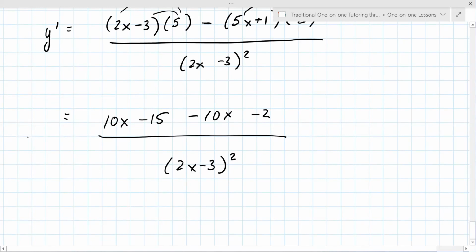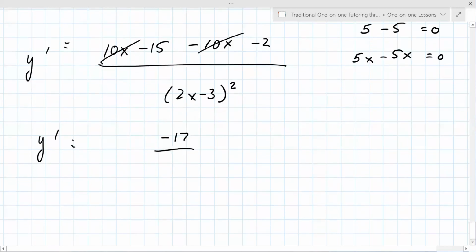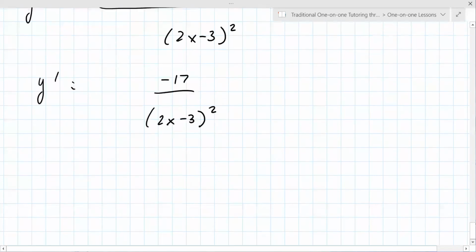You can cancel the negative 10x and the 10x, you have to. Even though they have different signs? That's why they cancel. If you have 5 minus 5 or 5x minus 5x, these are both 0. What if it has a plus? You don't cancel, you add them. And if they don't cancel, you would leave them. Okay, I got it.